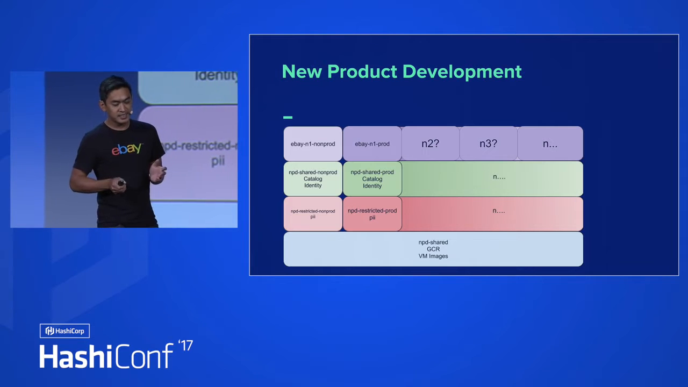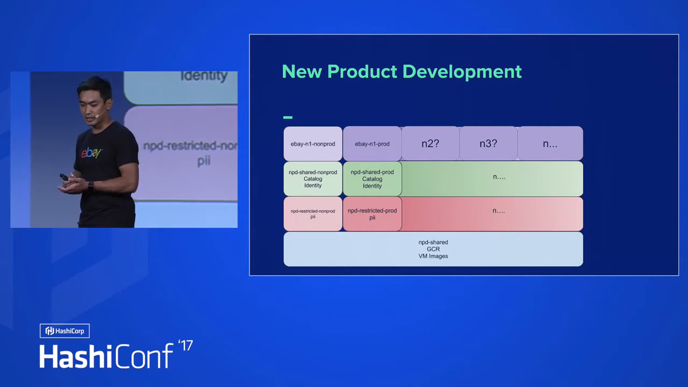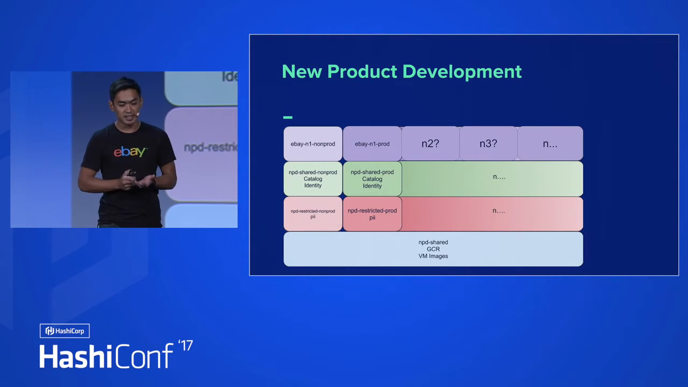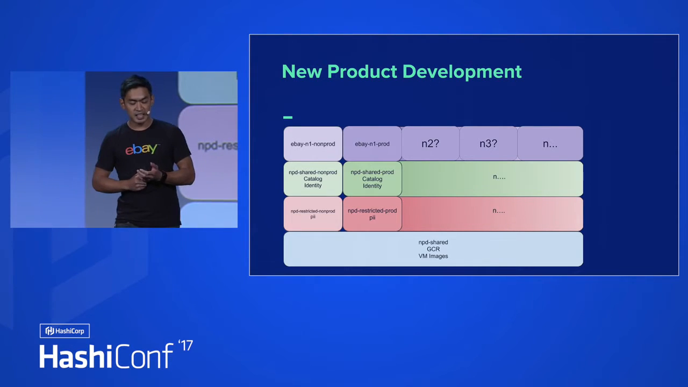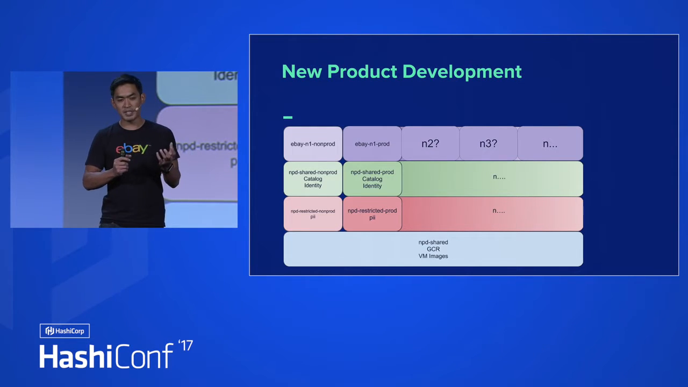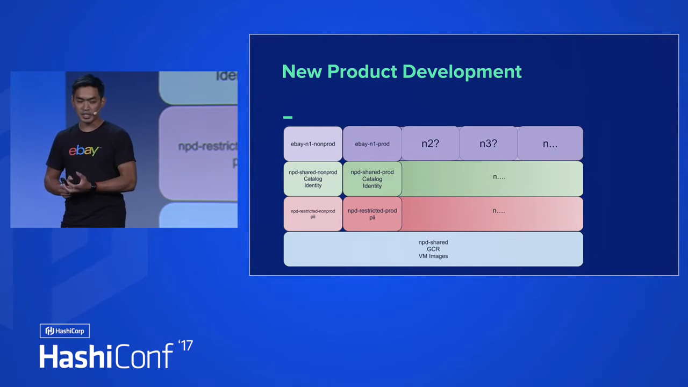So this is currently how we are organizing a lot of our infrastructure. At the very bottom, you can see in blue, NPD shared. This is where our Google Container Registry sits. And instead of publishing to each individual project, we've given permissions for those Google Container Engine clusters to pull from one particular project.